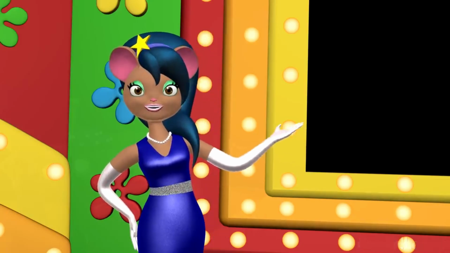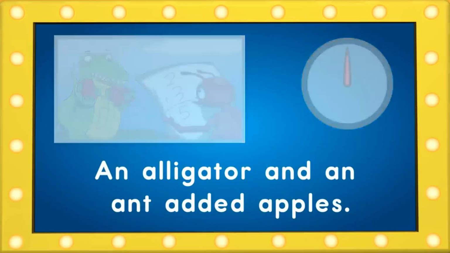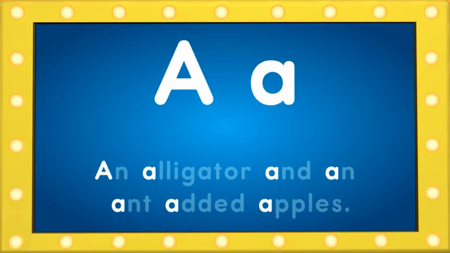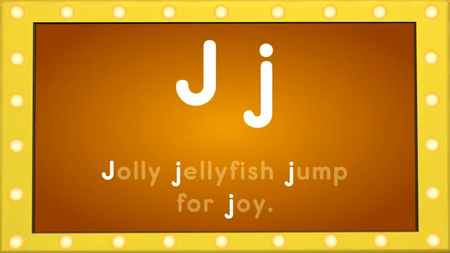Okay, ready? An alligator and an ant added apples. Did you figure it out? The sound you heard most is made by the letter A. The answer is A. Let's do some more, Susan. Jolly jellyfish jump for joy. The answer is J.